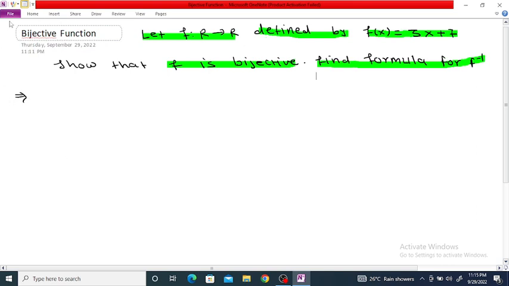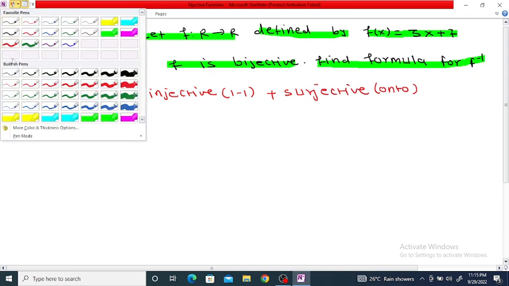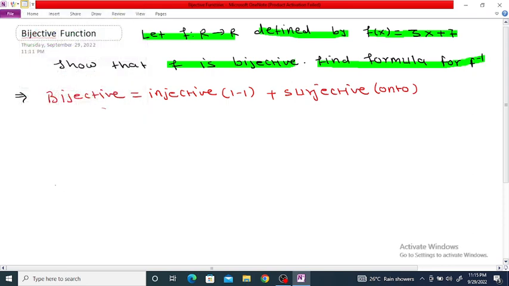Now a function f is said to be bijective if it is injective, that is one-one, plus surjective, that is onto. So first we are going to show that it is injective. So step one, injective.